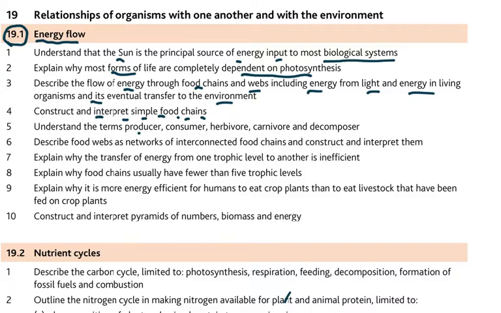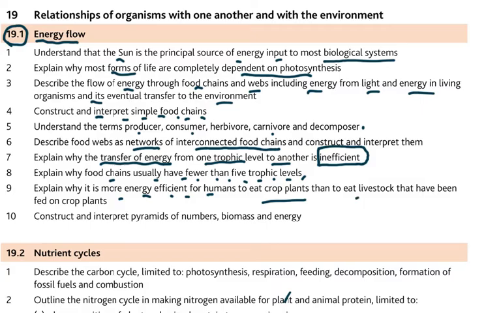Understand the terms producer, consumer, herbivore, carnivore, and decomposer. Describe food webs as networks of interconnected food chains and construct and interpret them. Explain why the transfer of energy from one trophic level to another is inefficient. Explain why food chains usually have fewer than 5 trophic levels. Explain why it is more energy efficient for humans to eat crop plants than to eat livestock that have been fed on crop plants. So why is it a good idea to have lettuce or an apple rather than having a piece of chicken or a piece of mutton or a piece of beef? And the last is construct and interpret pyramids of numbers, biomass, and energy.